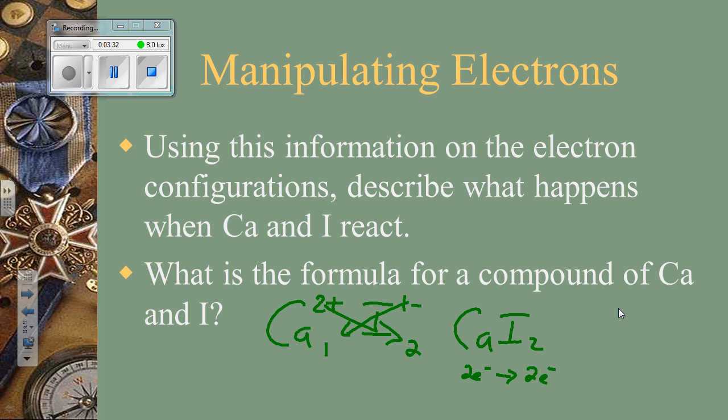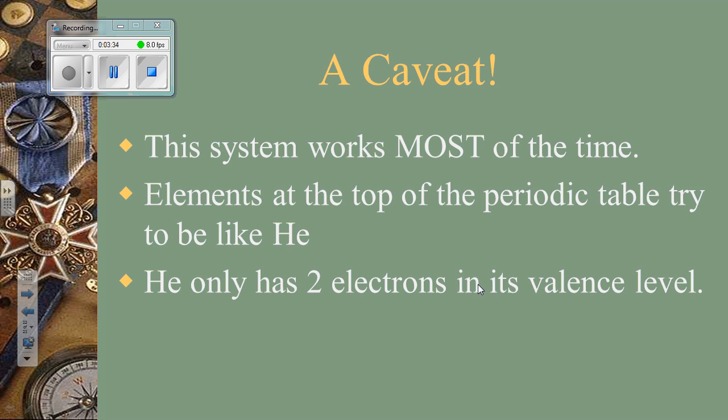All right. Now, one last thing. This system that we're talking about works most of the time. The problem is at the top of the periodic table. The previous noble gas in some cases is helium, which has only 2 electrons. So the octet rule applies for most things, but in some cases there's actually a sub-rule called the duet rule, but we don't really need to worry that much about it unless we're talking about things like lithium, beryllium, which are relatively rare.